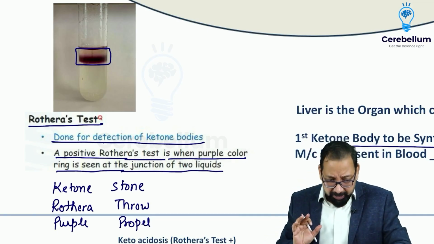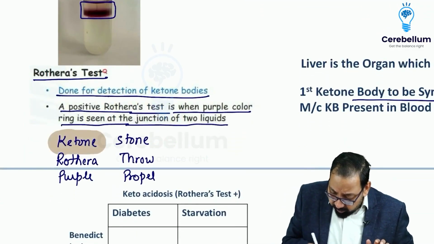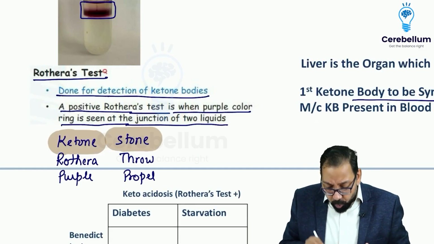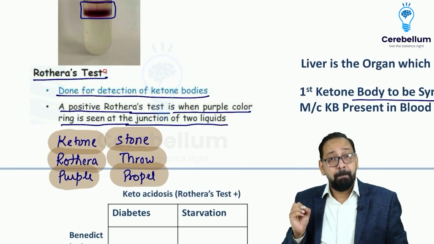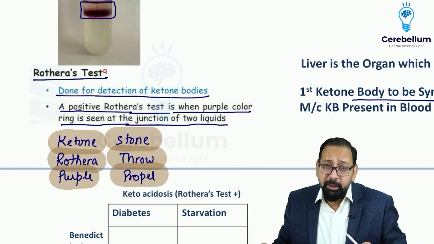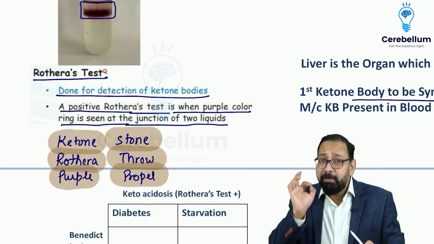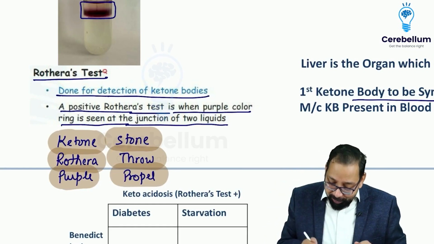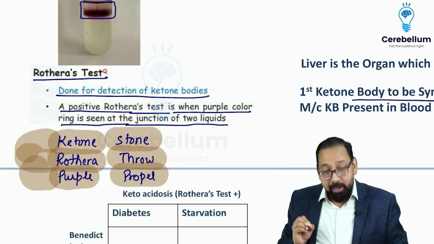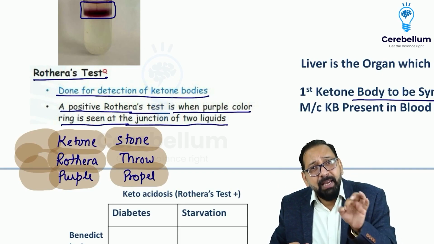An image based question has been asked. How will you remember? By mnemonic: ketone as stone, Rothera throw, purple as propel. People whose houses are made of glass do not throw stones at others' houses. So throw means propel, stone. So ketone, Rothera's, propel.